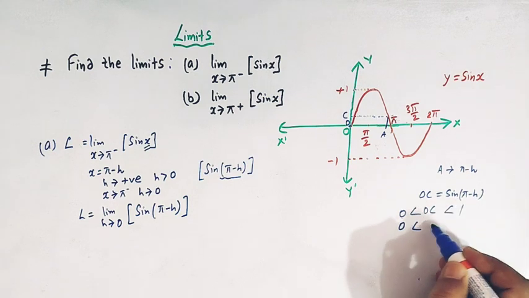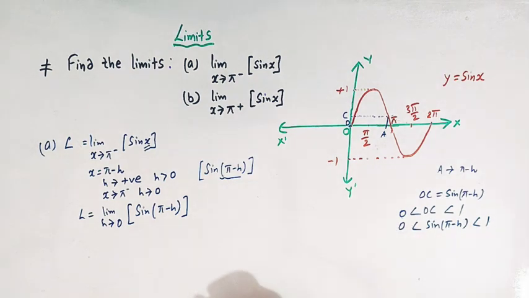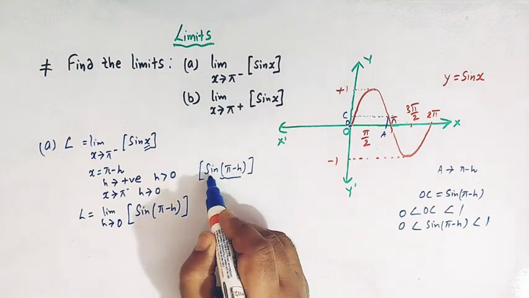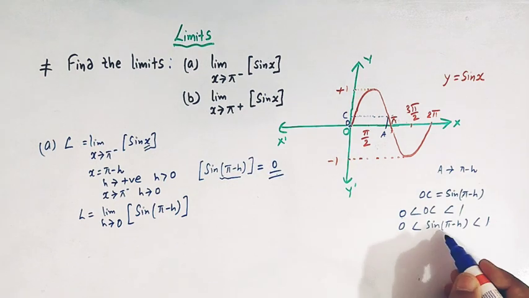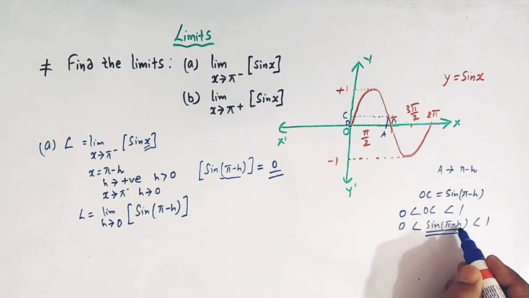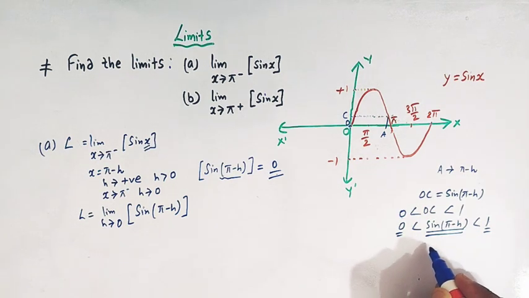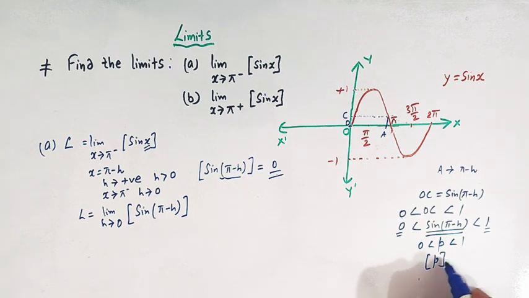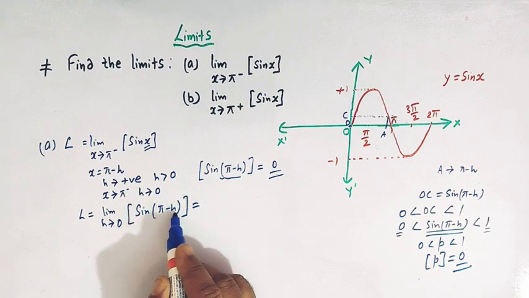So it implies sine(pi minus h) lies between 0 and 1, right? And by the definition of the greatest integer function, the greatest integer of sine(pi minus h) is equal to 0, because this quantity lies between 0 and 1. From the definition, we know that if some number p lies between 0 and 1, then the greatest integer of p is 0, right? So now the greatest integer of sine(pi minus h) is 0.